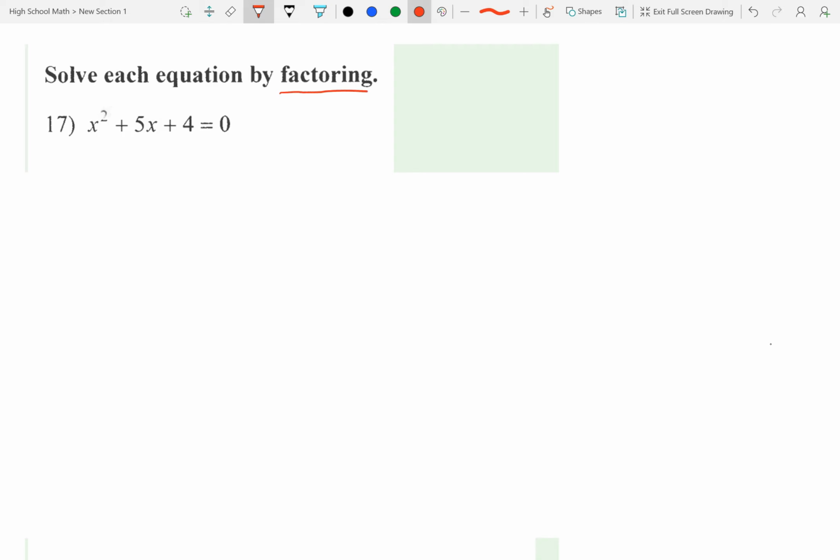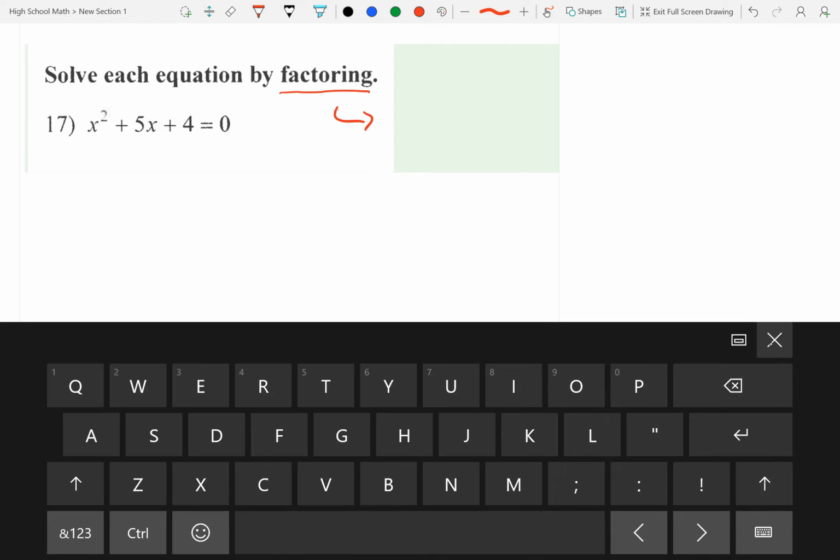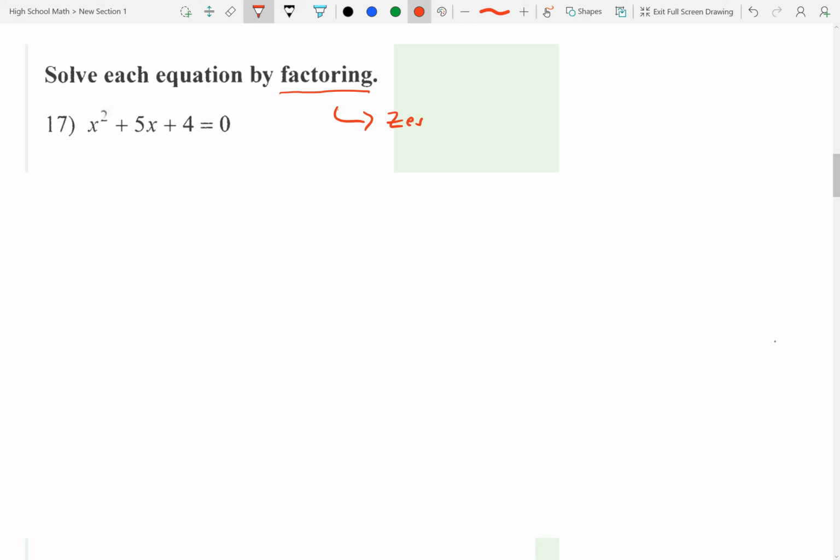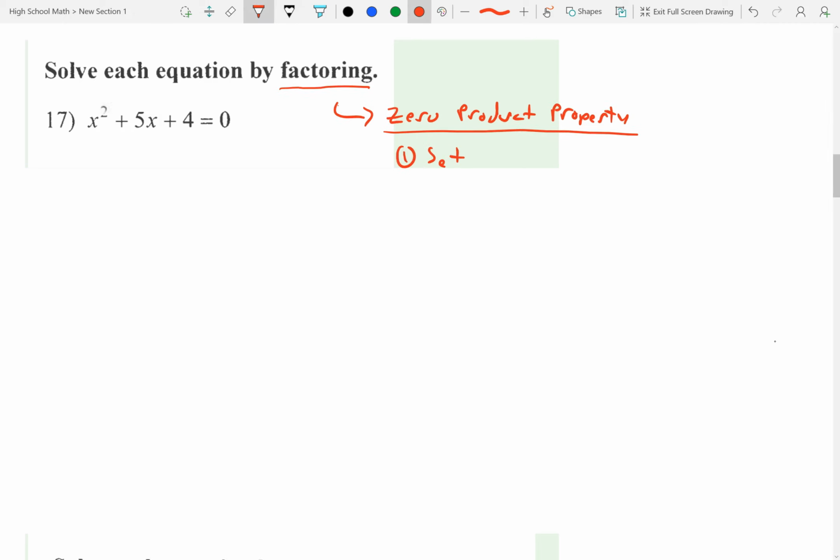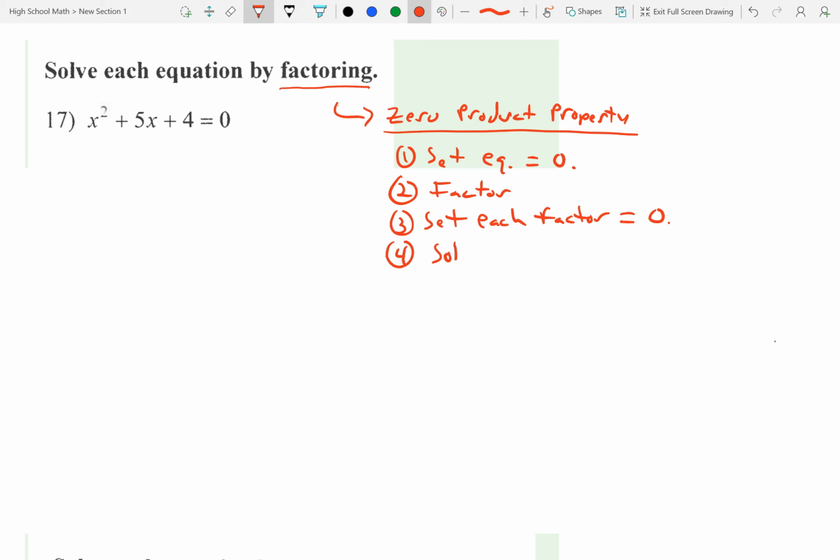Solve each equation by factoring. When it says solve by factoring, we will employ the zero product property. Recall the 4 steps. Step 1, set the equation equal to 0. Step 2, we factor. Step 3, set each factor equal to 0. That is the zero product property portion of the solve by factoring. And lastly, we solve and verify.